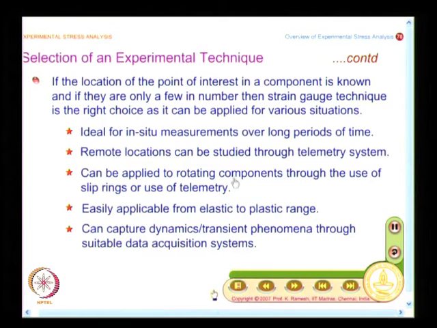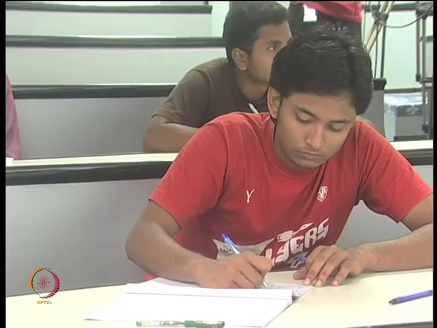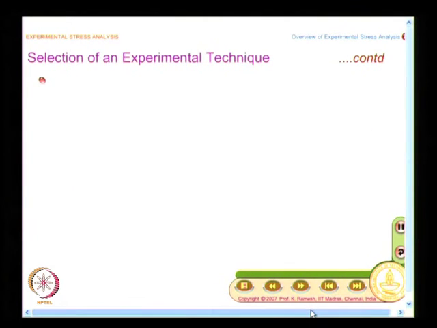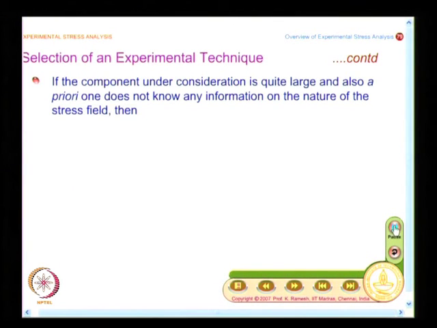So, what this slide shows is what are all the special features of the strain gauge instrumentation. You can do it for dynamic studies, you can do it for rotating components, you can do it for in situ measurements, you can do it on remote locations, you can do it on locations where you have an aggressive environment. So, in all these cases you are able to get results. So, that is why it is a general purpose technique. So, look for whether this could be employed for your problem on hand.